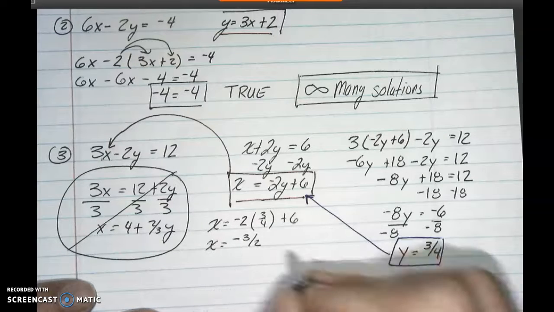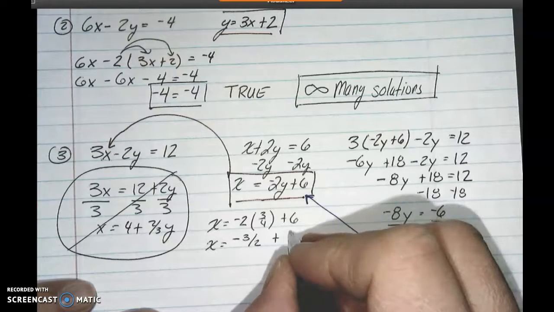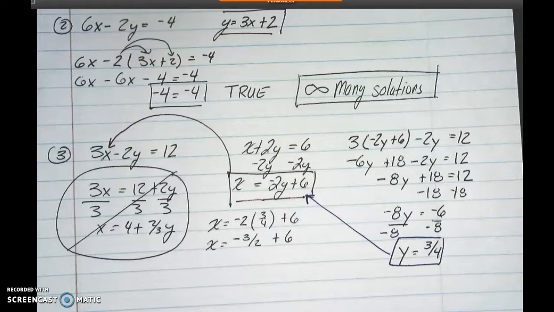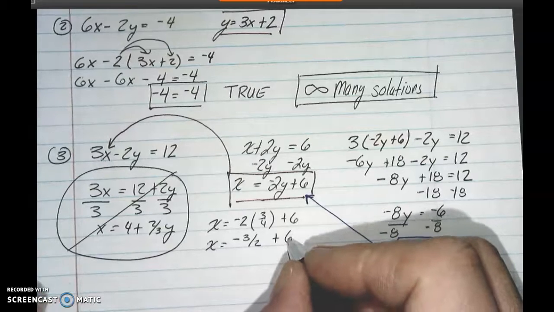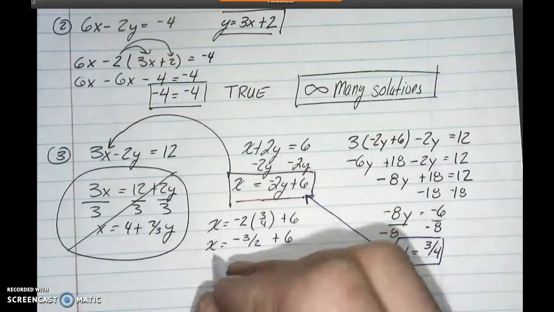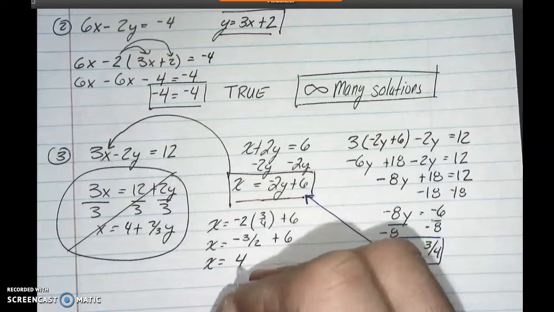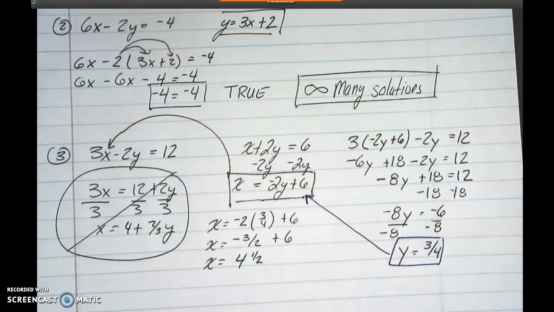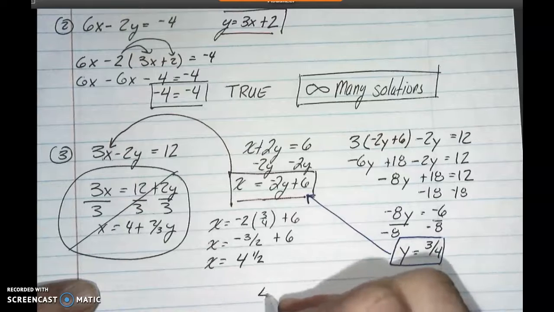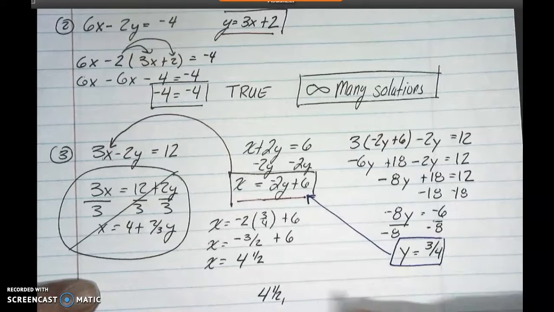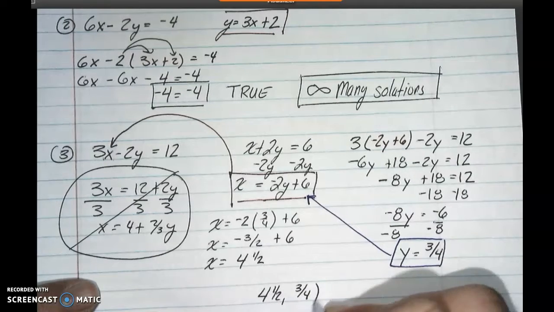So that becomes negative 3/2 plus 6, right? And then do some quick math. So that's 1.5, which would be 4.5. And then our answer will be 4.5 and 3/4.